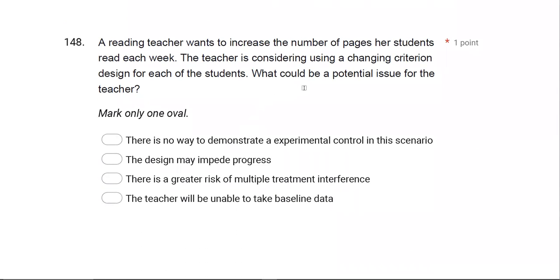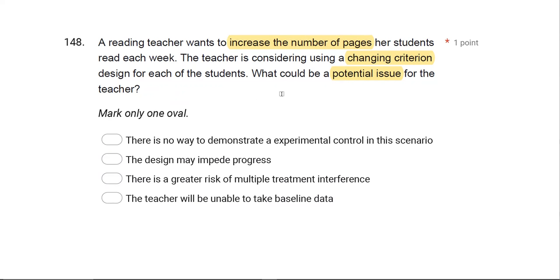148, a reading teacher wants to increase the number of pages her students read each week. The teacher is considering using a changing criterion design for each of the students. What could be a potential issue for the teacher? Potential issue with a changing criterion design. Let's start thinking of what could go wrong with the changing criterion design. Specifically, if she wants to increase number of pages the students read each week.